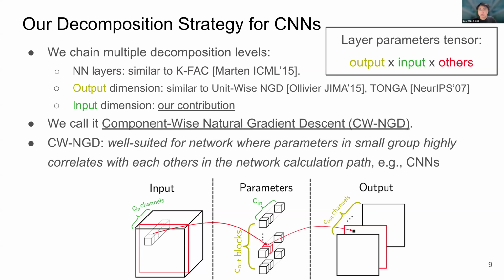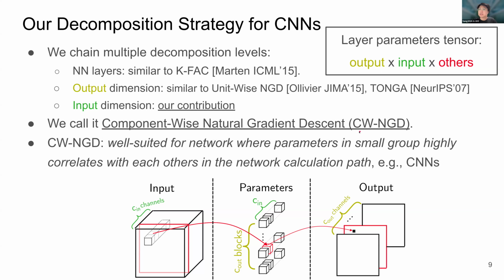So the idea is pretty simple. In general, each layer has the output, input, and the other dimensions. We decompose the network by the layer first, and then go with the output and the input. And we leave the rest for the NGD, and we apply the NGD on the other dimensions of the network parameters. And we call this decomposition strategy component-wise natural gradient descent, or CWNGD.